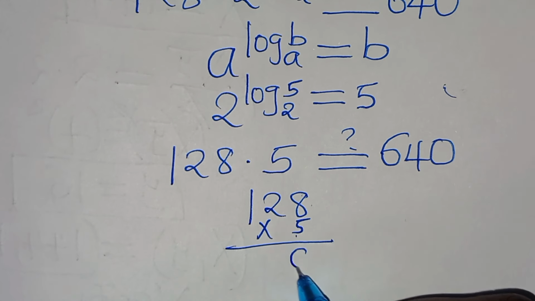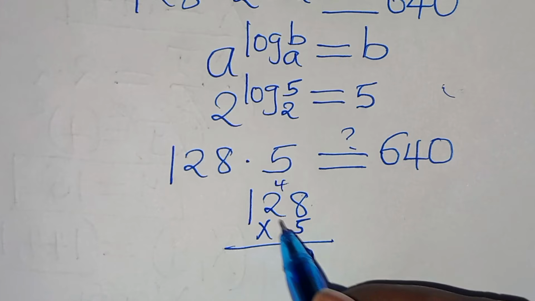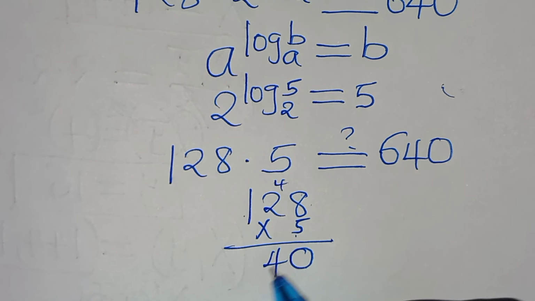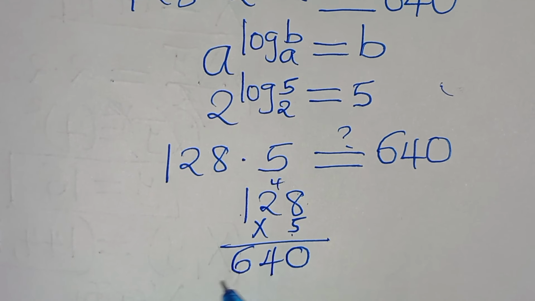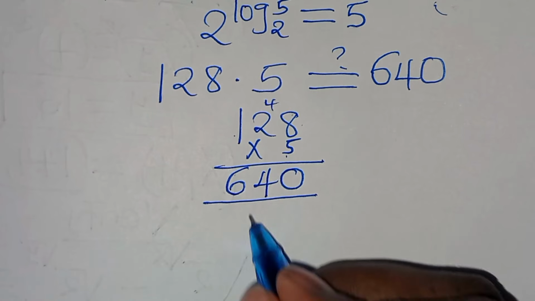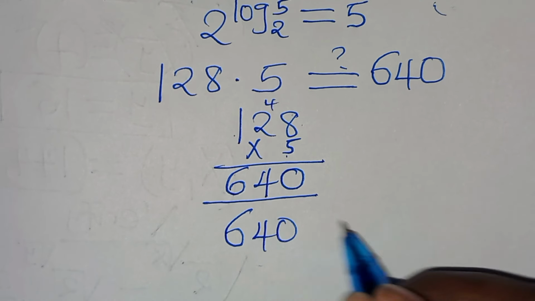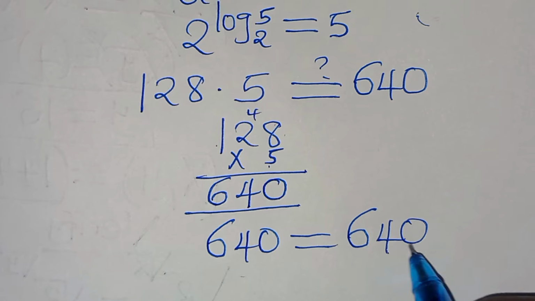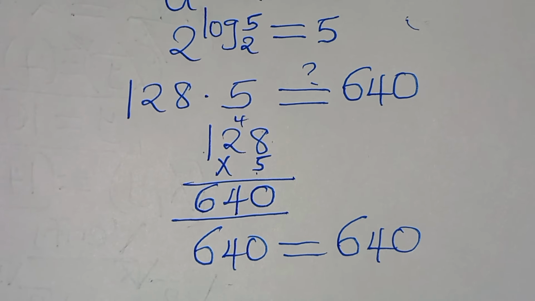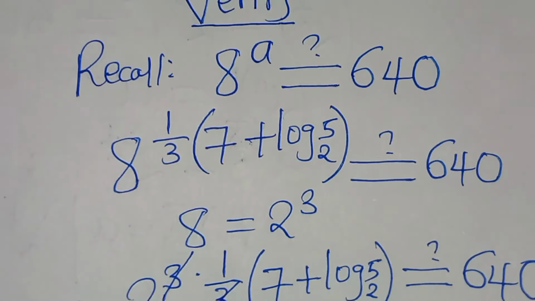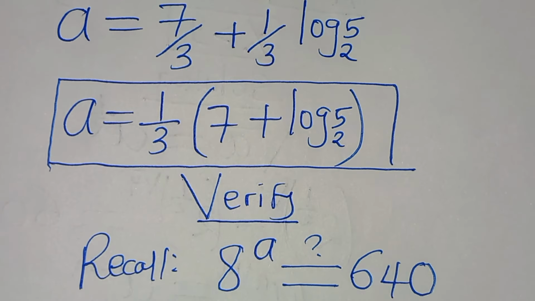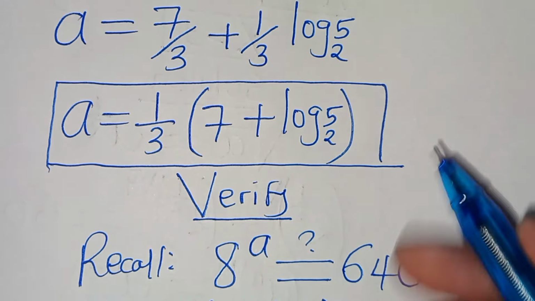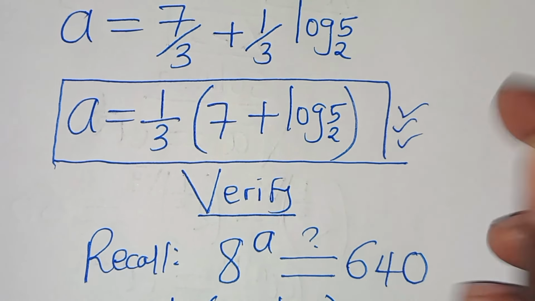So 128 multiplied by 5. 8 times 5, this is 40. 0 carry 4 here. 5 times 2, this is 10. Plus 4, this is 14. 4 carry 1. Then 1 times 5 plus 1, this becomes 6. So we have 640. So 640 on the left-hand side is equal to 640 on the right-hand side. And this proves that the value of A, which is equal to 1 over 3 into the parentheses 7 plus log 5 to base 2, satisfies the equation.